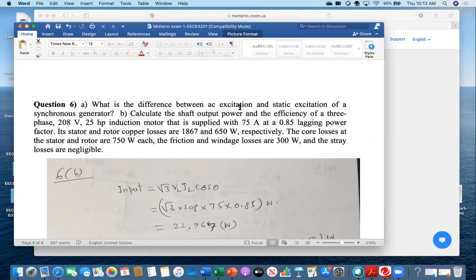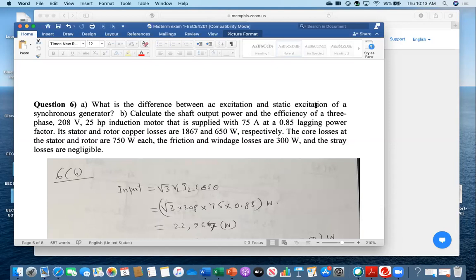Because this is a small AC generator, but the field always requires DC, there is a small rectifier, and that rectifier is converting into DC, and that DC is being provided to the magnetic field. So that is the AC excitation. On the other hand, static excitation means that you have your 3-phase terminals, static terminals, armature terminals or stator terminals, which are static, not rotating.